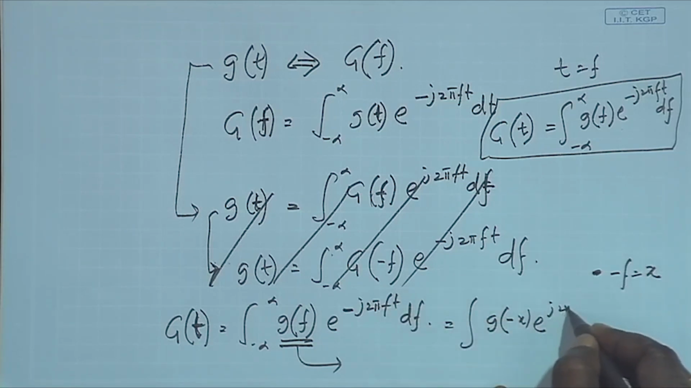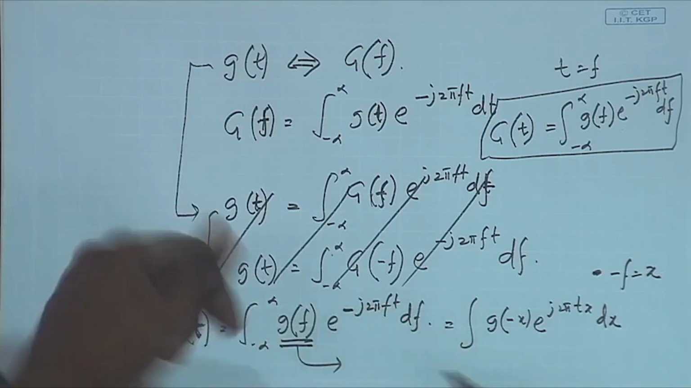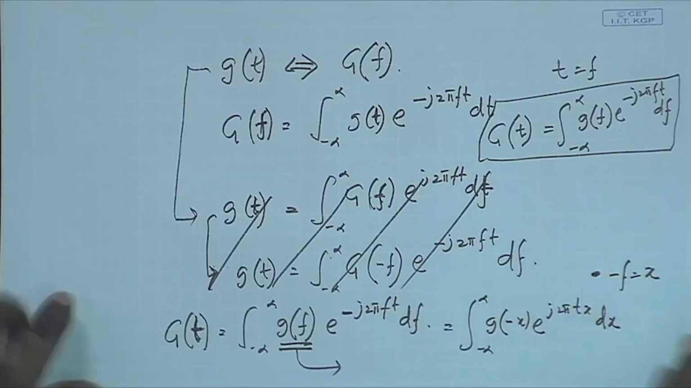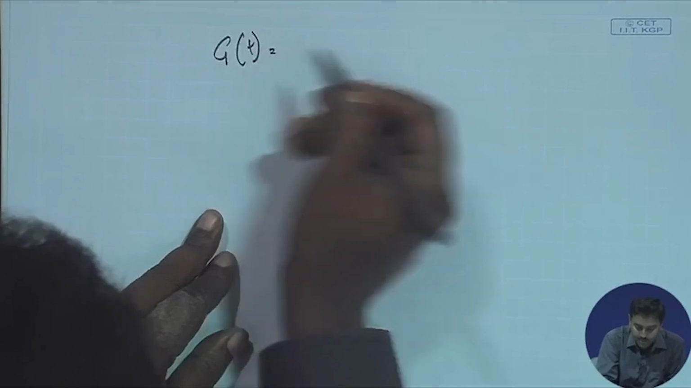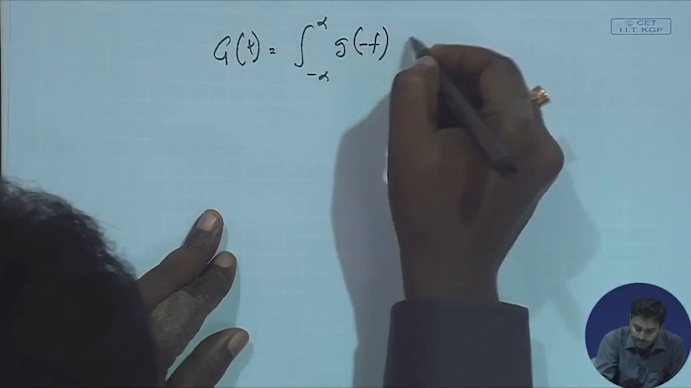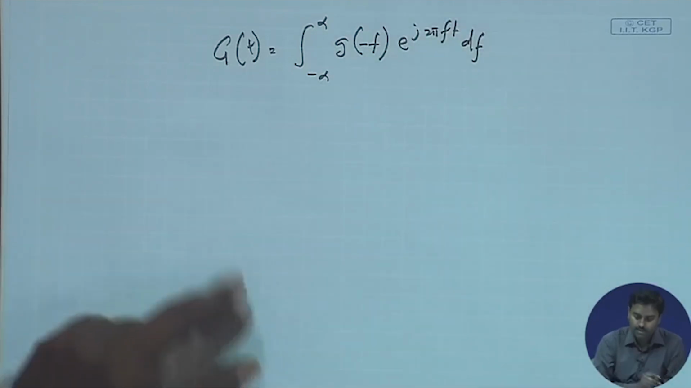So, j 2 pi t x and d, this will be dx minus and plus. So, that will just change the limit. So, this will still remain the same. Okay. So, g t becomes this. Now, you can replace x by f, and immediately what you get is that our capital G t is becoming just the integral from minus infinity to plus infinity of g minus f e to the power j 2 pi f t d f, right.